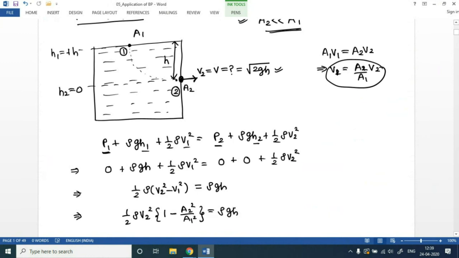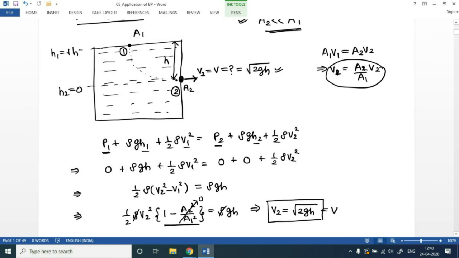And since A2 is much smaller than A1, this quantity here would be negligible. So this quantity will be approximately equal to 1. Just by rearranging, rho will anyway get cancelled on both sides. So V2 we will be getting as root under 2gh. So this is the velocity of efflux, let's simply say v.